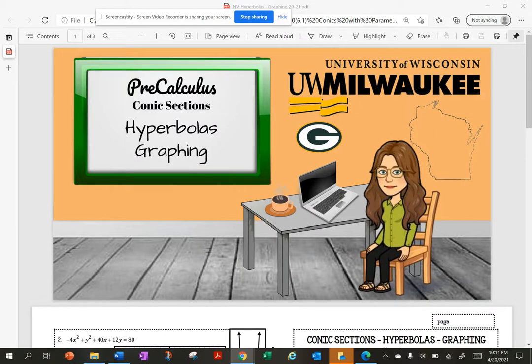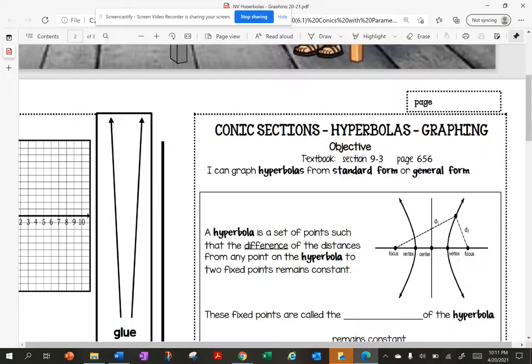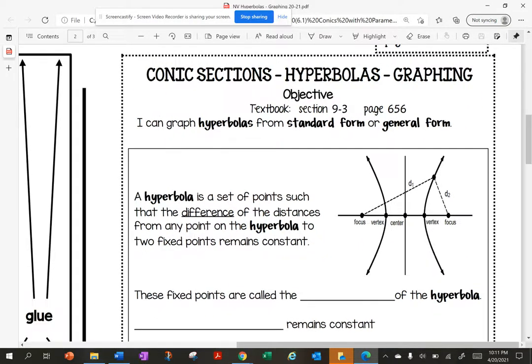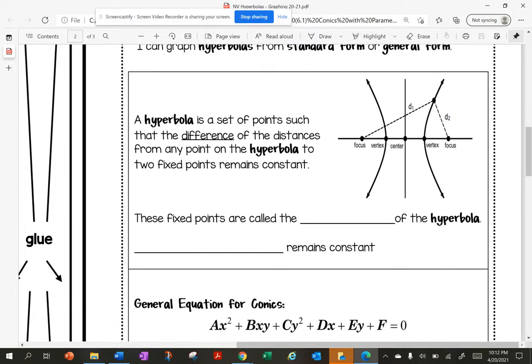Today's lesson is hyperbolas, and we are going to be doing the graphing today. Okay, my learning objective is I can graph hyperbolas from standard form or general form. Let's start out with the definition.